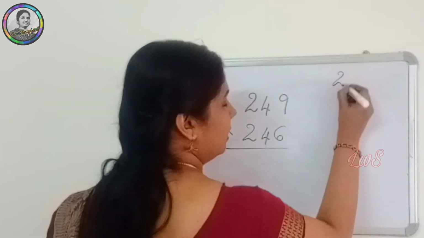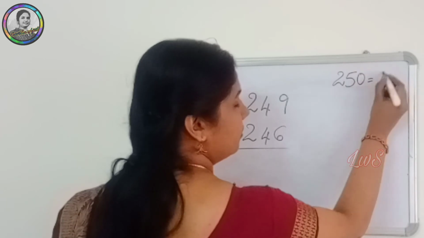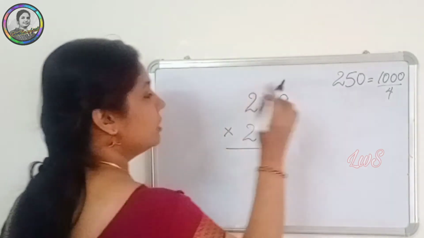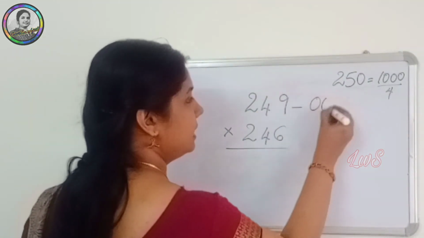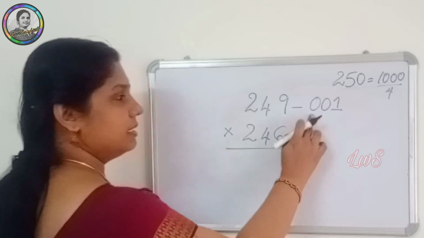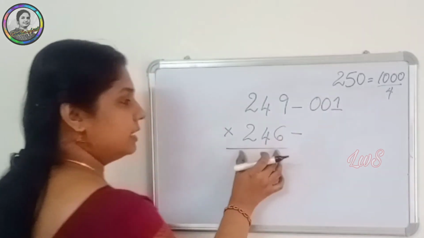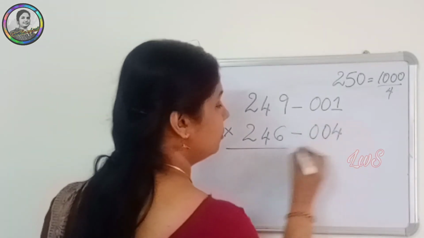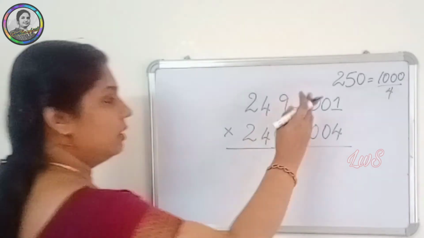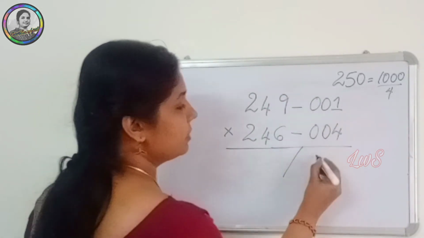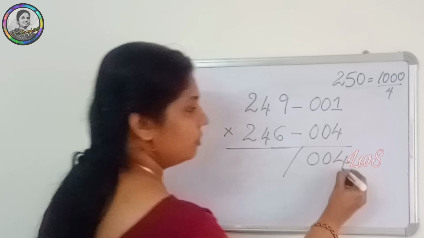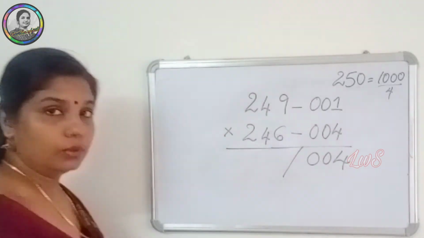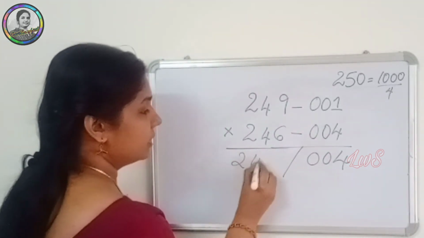This question has a twist. As usual, our working base is 250, which is 1000 by 4. 249 is 1 less than 250. So we write 001. 246 is 4 less than 250. So we write just 004. Now the right hand side part, 1 times 4 is 4. 249 minus 4 is 245.